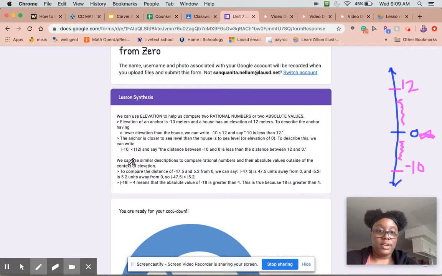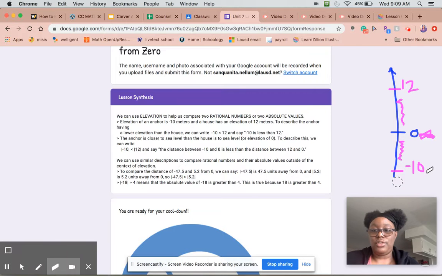Now, we can use similar descriptions to compare rational numbers and their absolute values outside of the context of elevation. So we don't have to say elevation and sea level and all that stuff. Let me show you a visual of that.